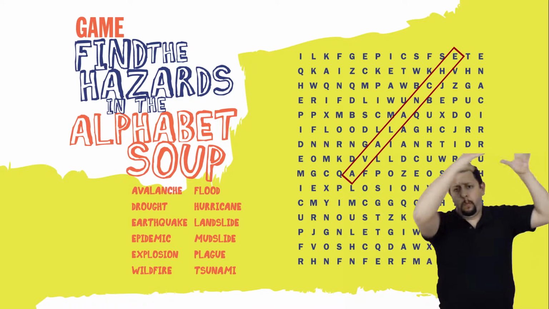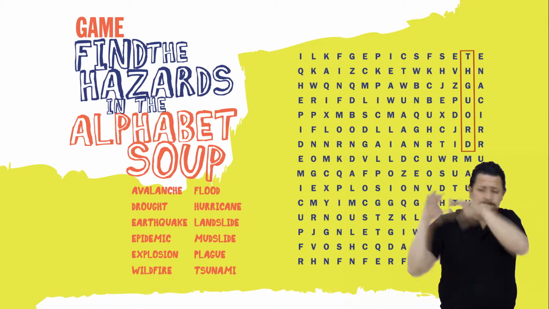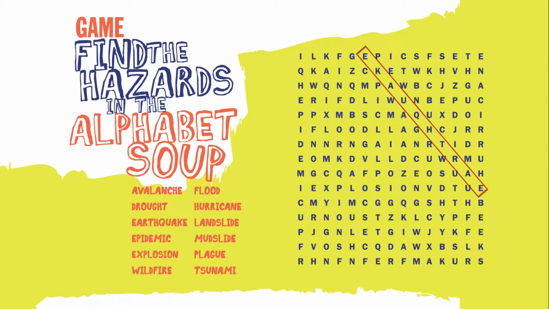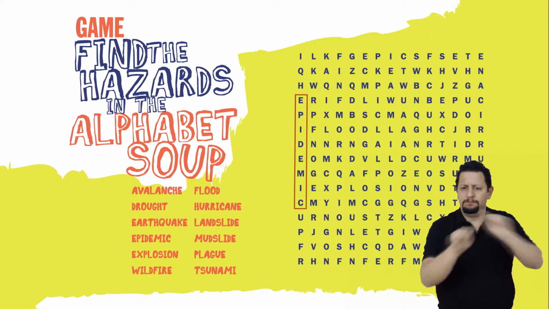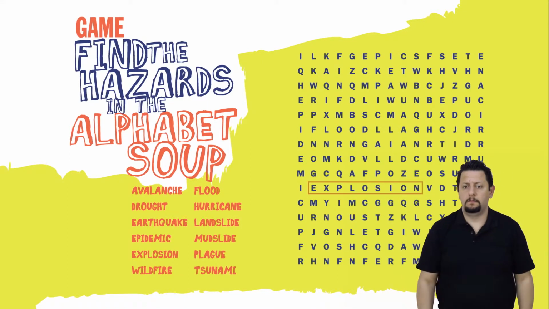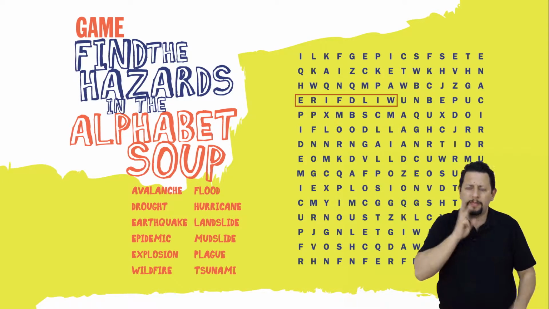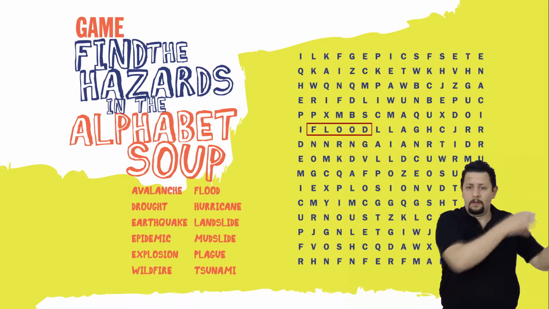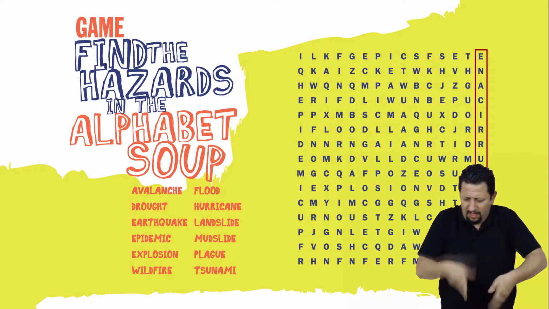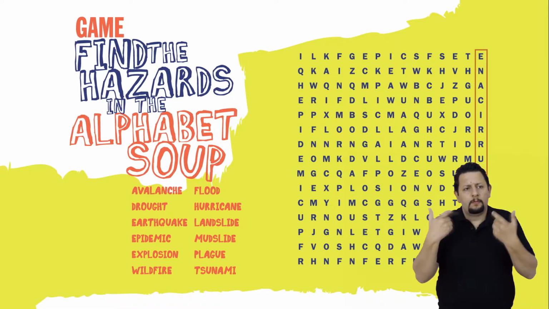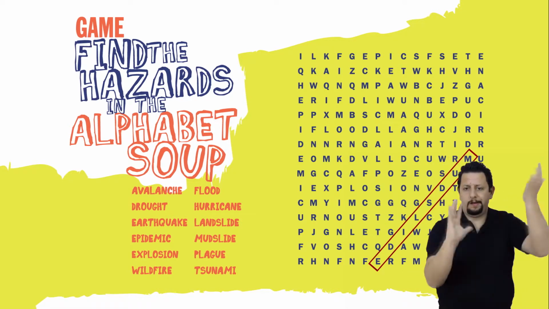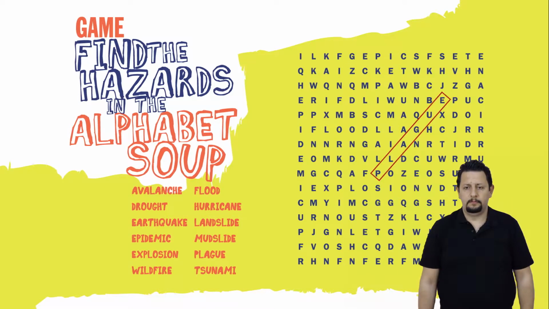Avalanche. Hidden words are circled in red. Drought. Earthquake. Epidemic. Explosion. Wildfire. Flood. Hurricane. Landslide. Mudslide. Plague. Tsunami.